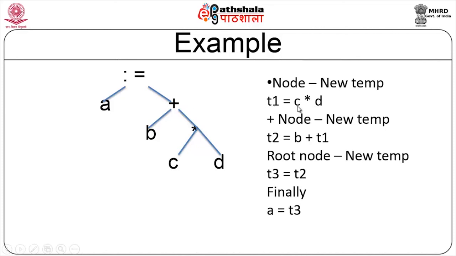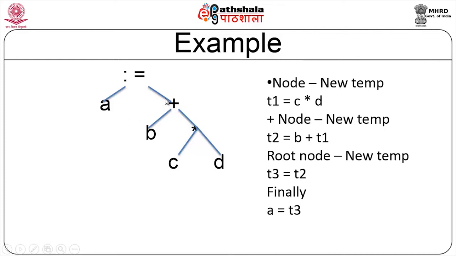And then I say generate code for E1, generate code for E2. So E1 dot code is simply C, E2 dot code is simply D. Then you do a gen, E dot code, which is T1 is equal to E1 dot code multiplied by E2 dot code, which is T1 is equal to C into D. So I do that and put it here.